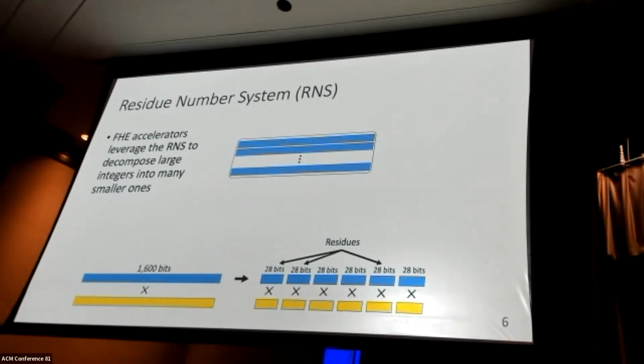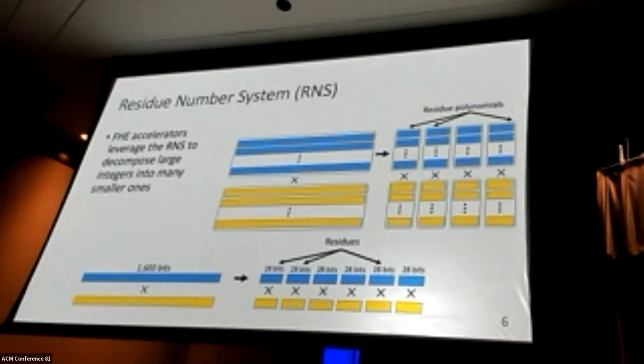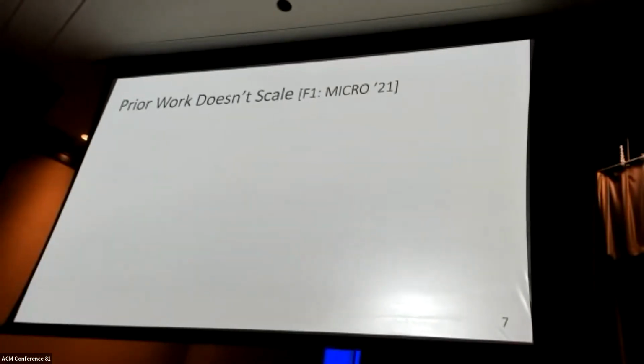And this same trick can actually be applied to polynomials. So if we have a very large coefficient polynomial, we can decompose it into many residue polynomials with much narrower coefficients. And polynomial multiplication can be done in a similar way. We just multiply the corresponding residue polynomials. Okay, so let's look now at F1, the state-of-the-art FHE accelerator, and how it implements an NTT of a large polynomial. And we will see why it doesn't scale to the large ciphertexts required for deep FHE programs.